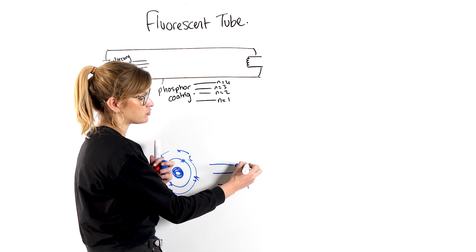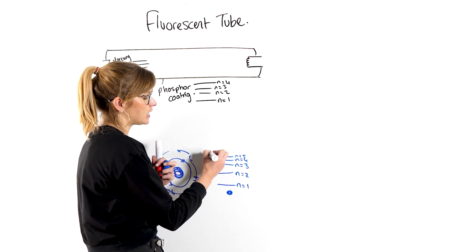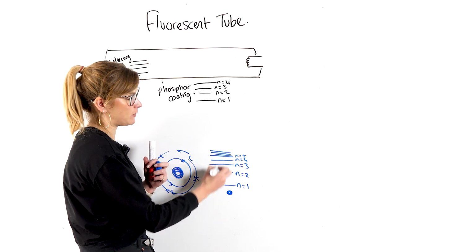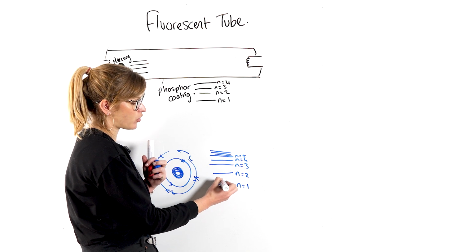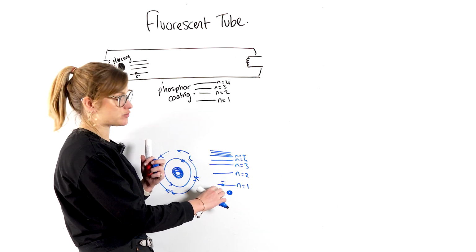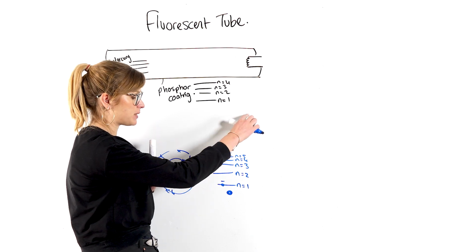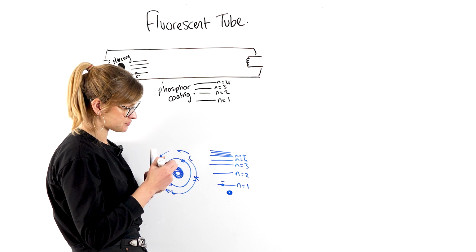Then you've got your n equals 3 level, your n equals 4 level, your n equals 5 level, and so on and so on. And then we can say that it's been ionized. So electrons want to exist in their ground states. That's where my electron is. And if we give them enough energy, we can completely free it from the atom, and we can say it's been ionized.